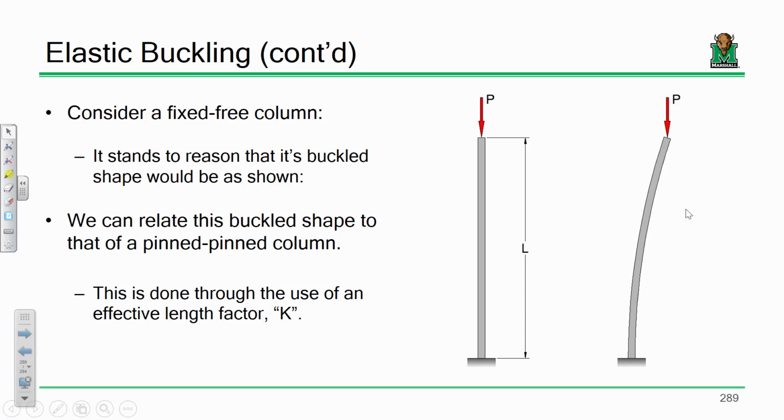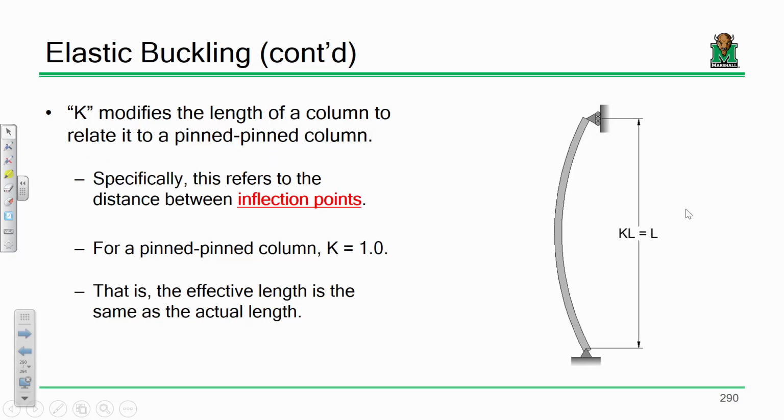The answer is yes, you can. And you do that through the use of an effective length factor. We call that effective length factor K for columns. So let me explain how K works. Okay, everybody agrees that this is what the buckled shape of this column looks like, right? Now what I'm going to do is imagine that this buckled shape sort of continues.